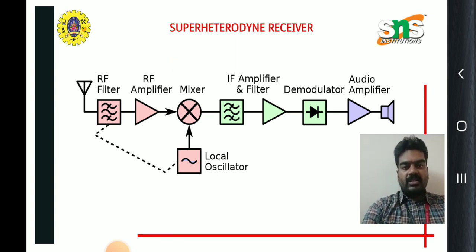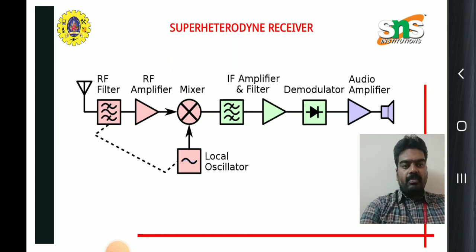First, the signal is received by the receiving antenna, then given to the filter section and the RF amplifier, where the signal is amplified to the required level. It is then given to the mixer section, which already has one more input, called the local oscillator signal. The input signal and the local oscillator are mixed. This process is called the superheterodyne process, where the output of the mixer will be an intermediate frequency.